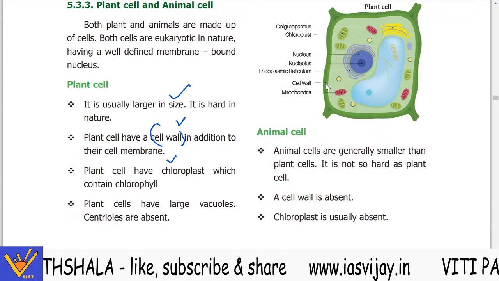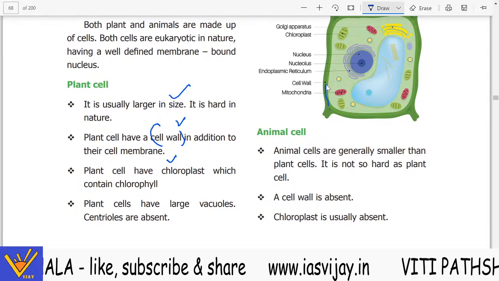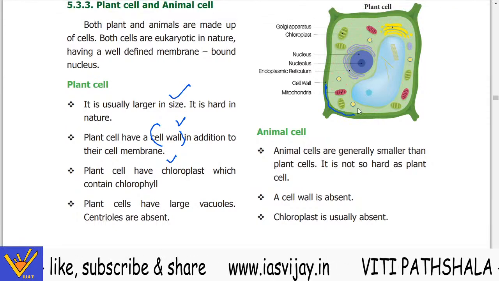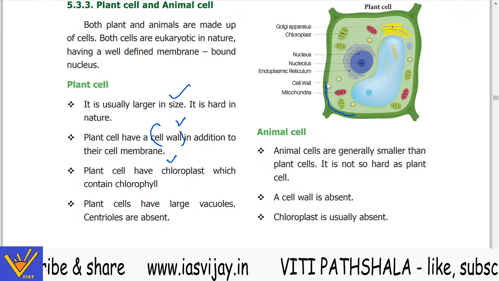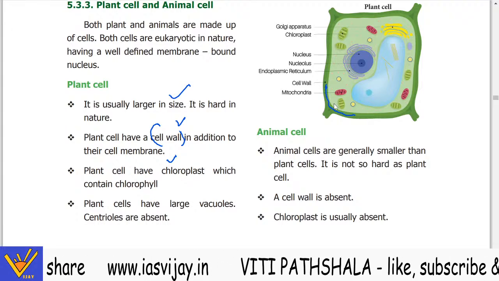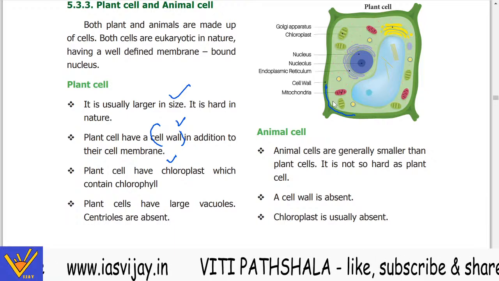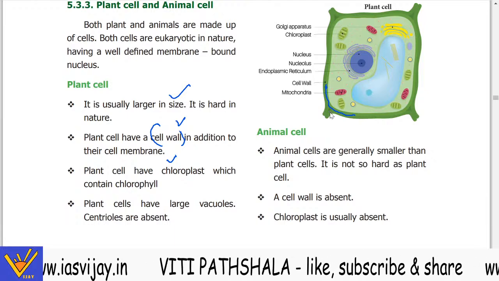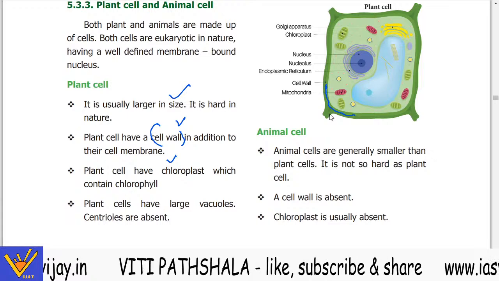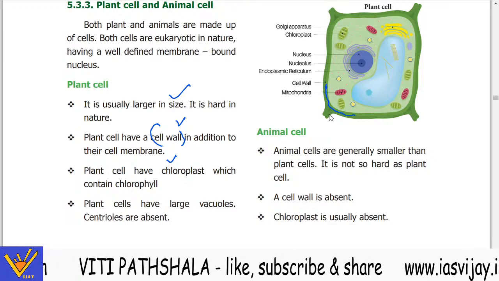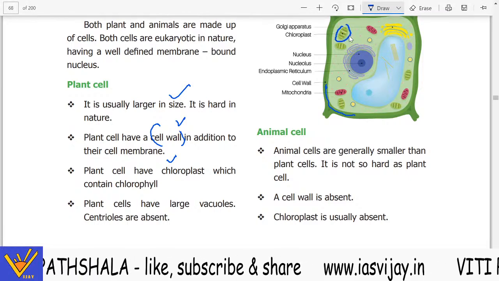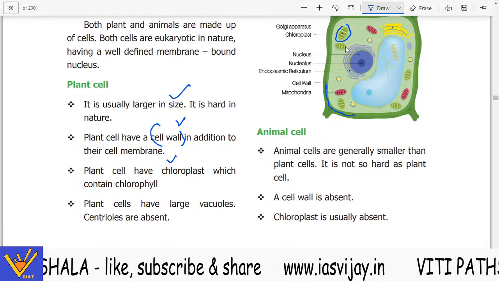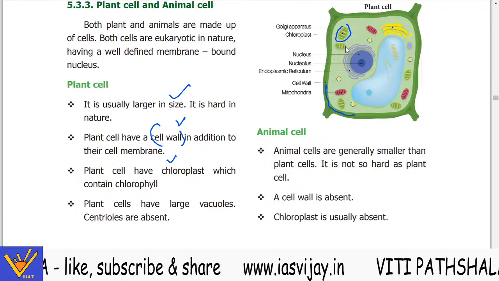So this here, I will show you here. This is your cell wall, and the other is your cell membrane. So the green color is your cell membrane and the cell wall. Now plant cell has chloroplasts which contain the chlorophyll. So these green ones that you can see in the middle are chloroplasts, and they contain chlorophyll.